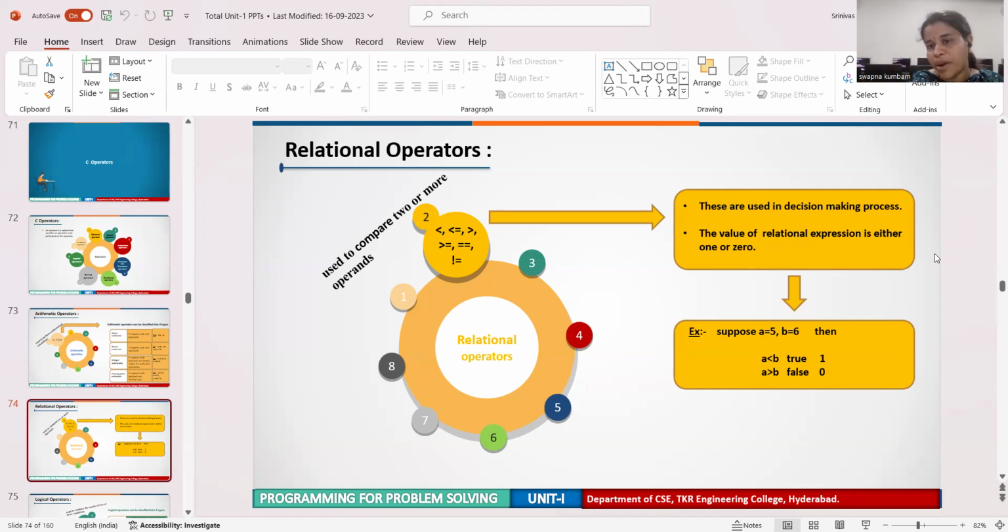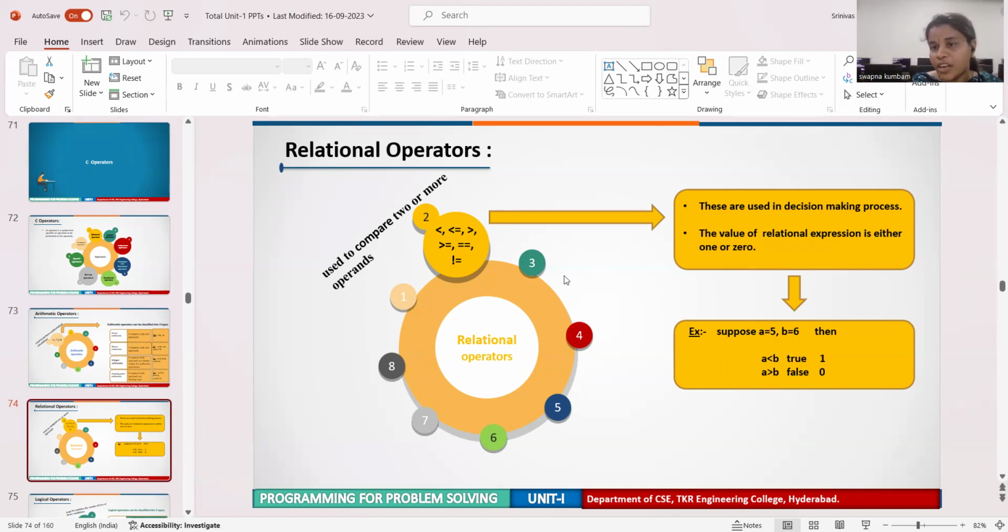So all these comparisons will be done, and here we can specify. For example, if you are taking A is equal to 5 and B is equal to 6, and you are using these relational operators, what if A is less than B? A is less than B is true. So we can decide this particular relational operator is true, and we'll get the value as 1. And if A is greater than B, it is false.